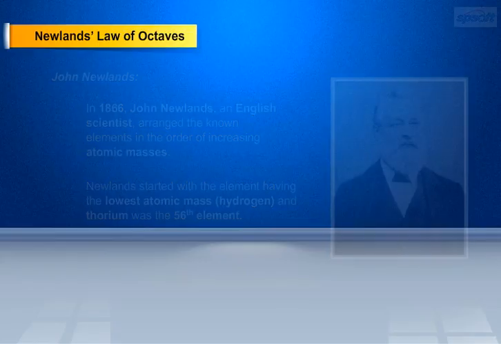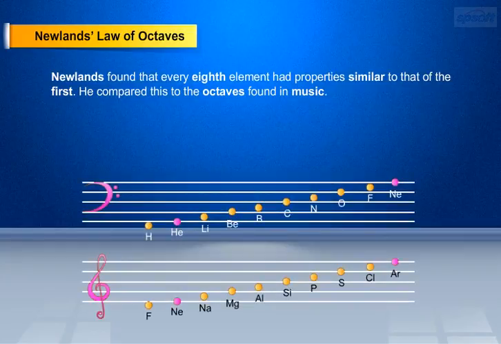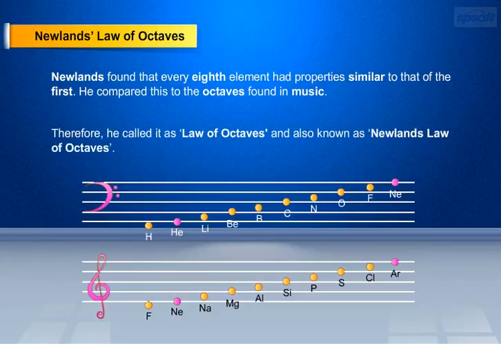Let's study Newland's law of octaves. Newland found that every eighth element had properties similar to that of the first. He compared this to the octaves found in music. Therefore, he called it the law of octaves. It is also known as Newland's law of octaves.